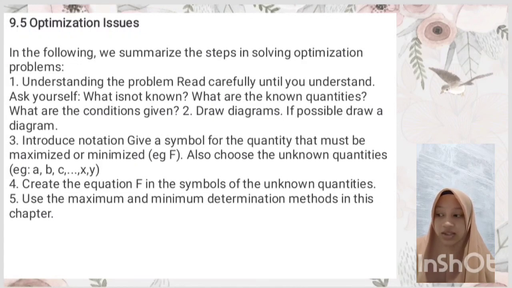3. Introduce notation. Give a symbol for the quantity that must be maximized or minimized, for example f. Also choose symbols for the unknown quantities, for example a, b, c until x, y. 4. Create the equation f in terms of the symbols of the unknown quantities. 5. Use the maximum and minimum determination methods in this chapter.